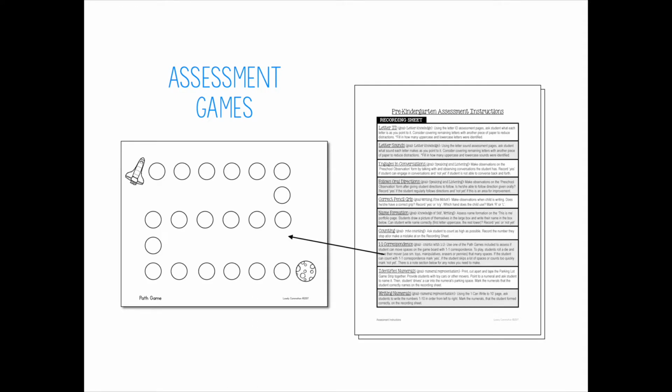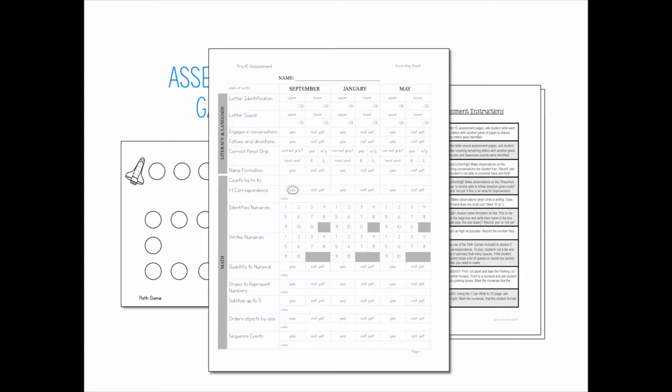Okay, in this path game, we are going to help the spaceship get to the moon. So students are going to roll a die and move that many spaces on the path game to try to get to the moon. And we are going to look to see if they are able to do that without skipping spaces or miscounting. Then we're going to go to the recording sheet and look under September and one-to-one correspondence. And if they are able to do that, we're going to mark yes. And you can see the notes section down below to make any notes that were needed.